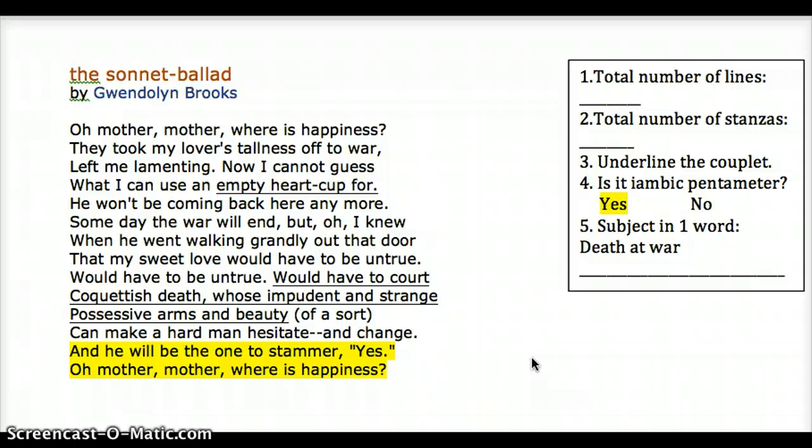So it's about her lover leaving for war, but then her fear that he will not come back. And she's not afraid that he'll be tempted by another woman, but rather he'll be tempted by death. And so she does a lot of personification with death here. And then she's got a metaphor here describing her empty heart cup. So that's all. Hope you figured it out.